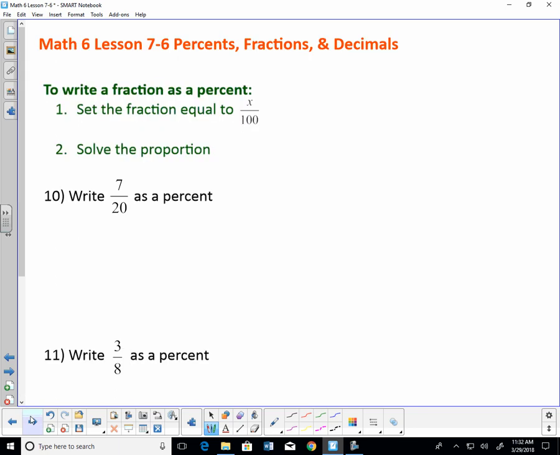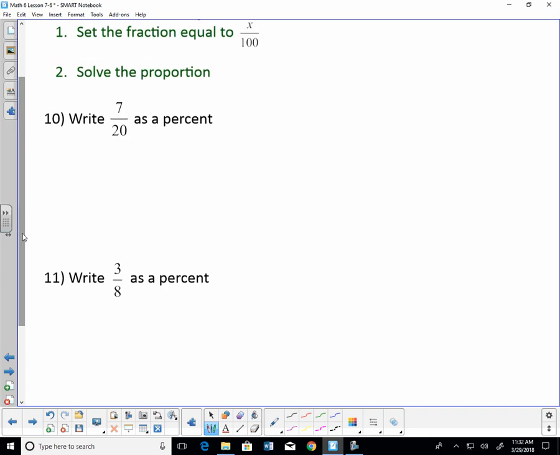Now, to write a fraction as a percent, this is probably, of all the different conversions, the most time-consuming. Not the hardest, it's just the most time-consuming. If I want to write 7/20ths as a percent, I need to set it up equal to the proportion of x over 100. So I set my fraction, 7/20, equal to x over 100.